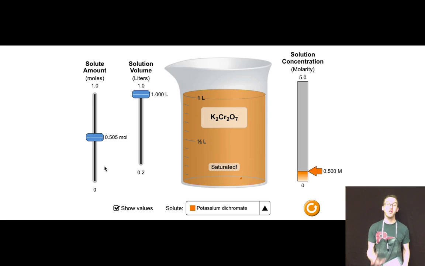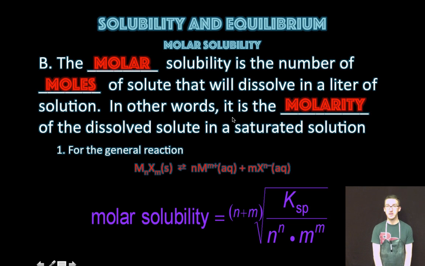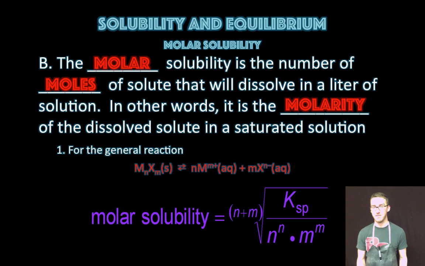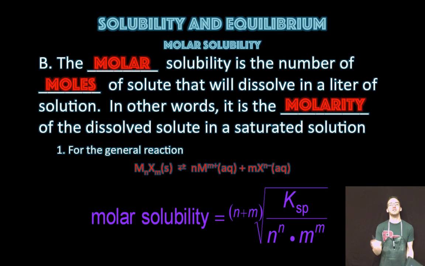And as we think about molar solubility, we want to then think about how many moles per liter of that solute I can get dissolved at a given temperature. So molar solubility is the number of moles of solute that will dissolve in a liter of solution. In other words, the molarity of the dissolved solute in a saturated solution. And for your generalized reaction, you can determine molar solubility using KSP, the balanced equation for the dissolution of that salt into its aqueous ions in water.